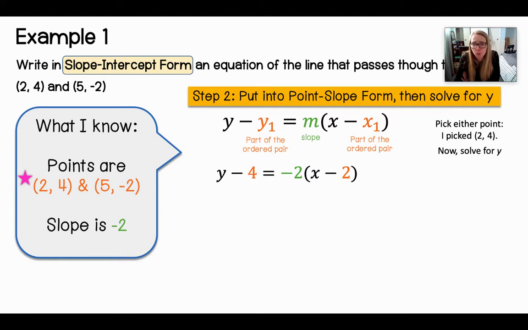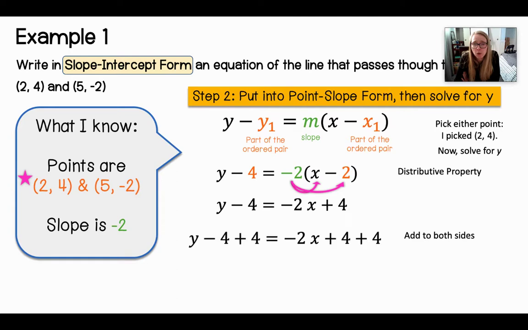Now we're going to solve for y, which means we're going to do the distributive property. So we get y minus 4 equals negative 2x plus 4. And then the last step we need to do to solve for y is to add 4 to both sides. We get y equals negative 2x plus 8. And now that our equation is solved for y, we have y equals mx plus b. We have y equals negative 2x plus 8, where negative 2 is our slope, which is the same slope that we got previously, and 8 should be the y-intercept.